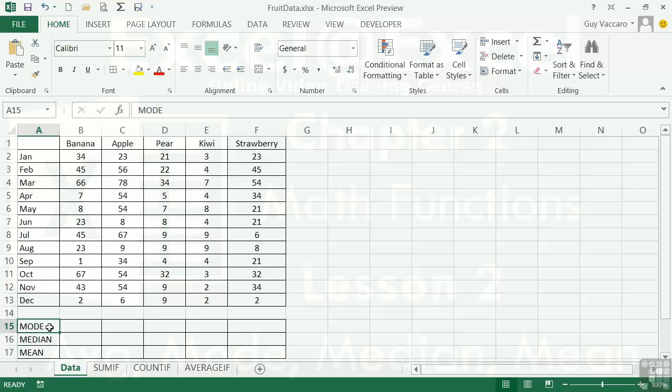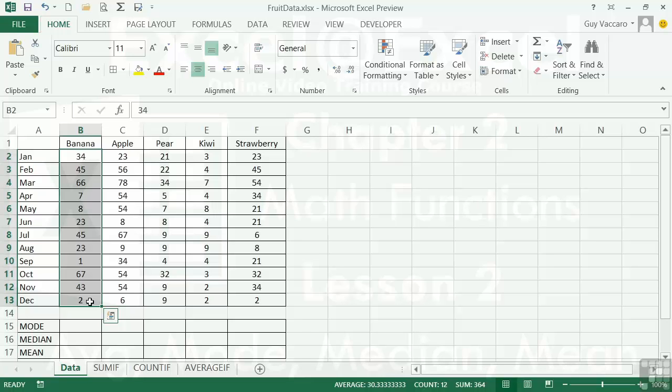The mode is the most frequently occurring value within a given range. So for our range here, if we are looking at bananas sold throughout the year, the most frequently occurring value in that range would be the mode. The median is the middlemost value within a range. So you would take away the highest and the lowest values until you are left with the middle value.